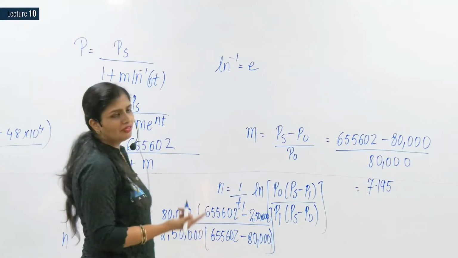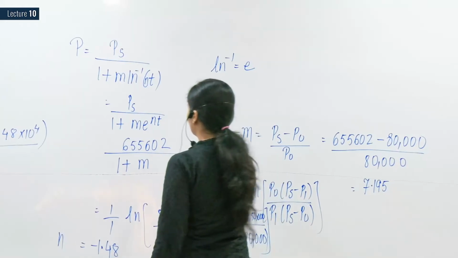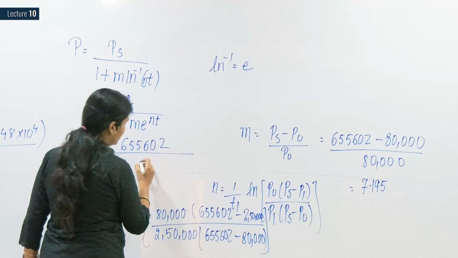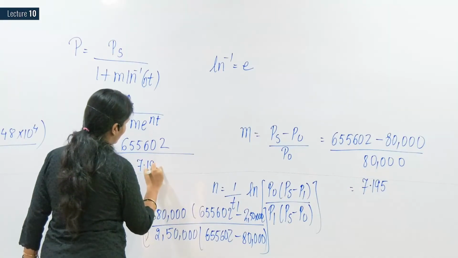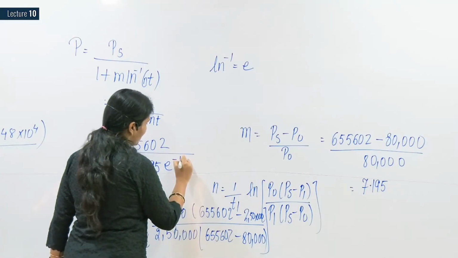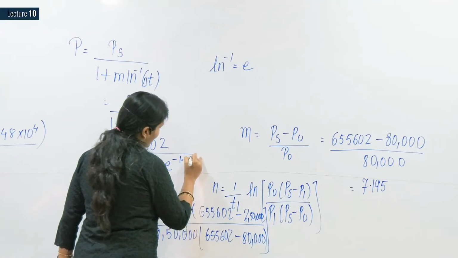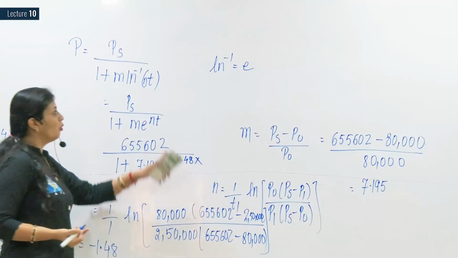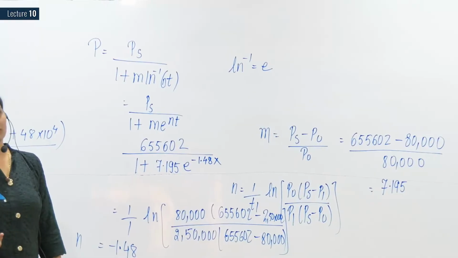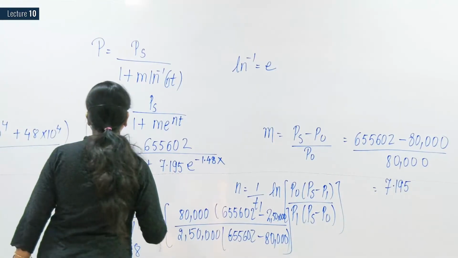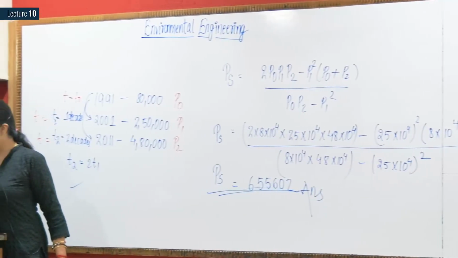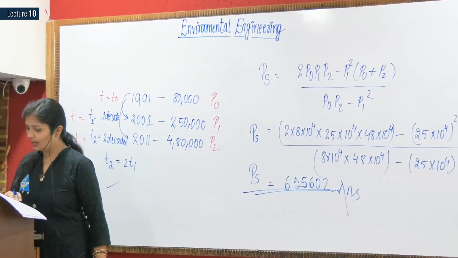So I got the value of m, I got the value of n. I'll substitute in this equation. What is m here? How much did I get? 7.195. E to the power, what is n I got? Minus 1.48. Now comes the question: what will you substitute in place of t? See, it has asked you the population in 2021. The expected population in 2021.